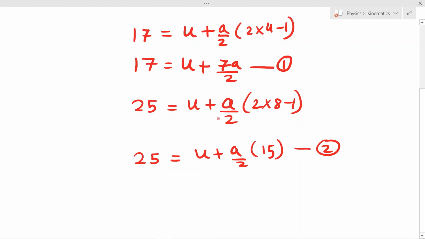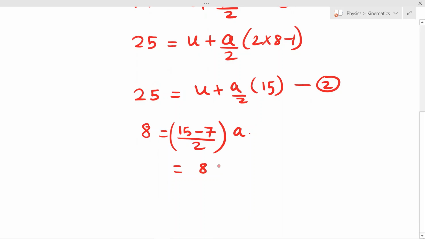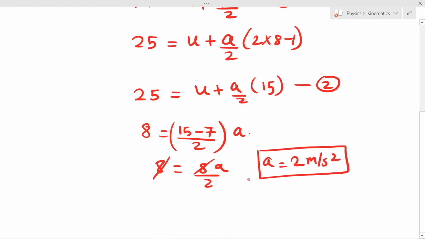Now I can subtract first from the second, so I will get 25 minus 17. 25 minus 17 is how much? This is 8. So 25 minus 17 is 8. U minus u will be 0, and this will be 15 minus 7 divided by 2 into a. So 15 minus 7 is how much? 8. So 8a by 2 is equal to 8. So this 8 gets cancelled. So a is equal to 2 meter per second square. So I have found out a.